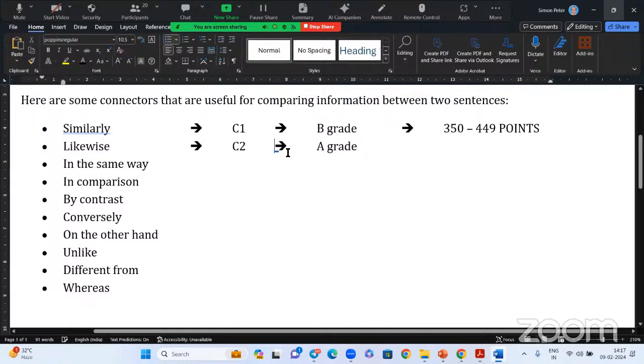Points. And if you want A grade, it will be 450 to 500 points. So try to understand the power of the words.